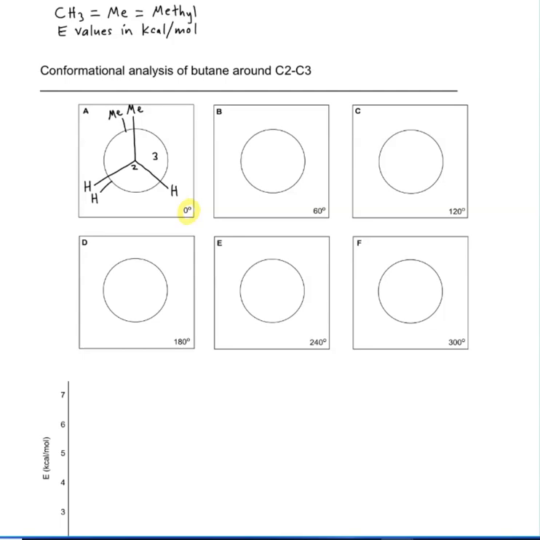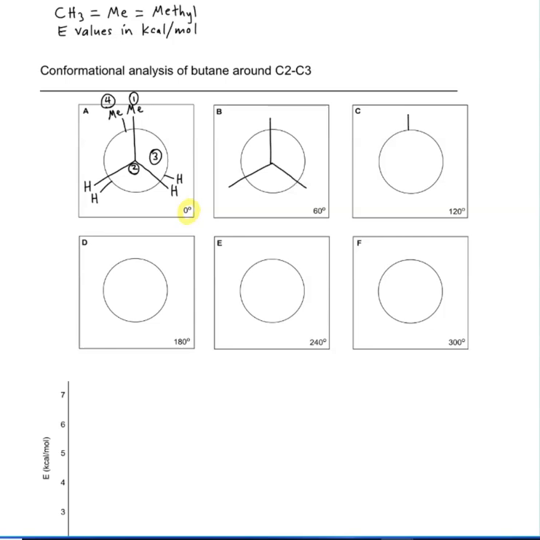So when we fill in all the other atoms, we get a structure that looks like this. So the methyl group that's bonded to carbon 2 and pointing straight up, that's carbon 1. The front carbon is carbon 2, the back carbon is carbon 3, and the methyl coming off of carbon 3 in the back carbon is carbon 4. Okay, so that's our starting point.